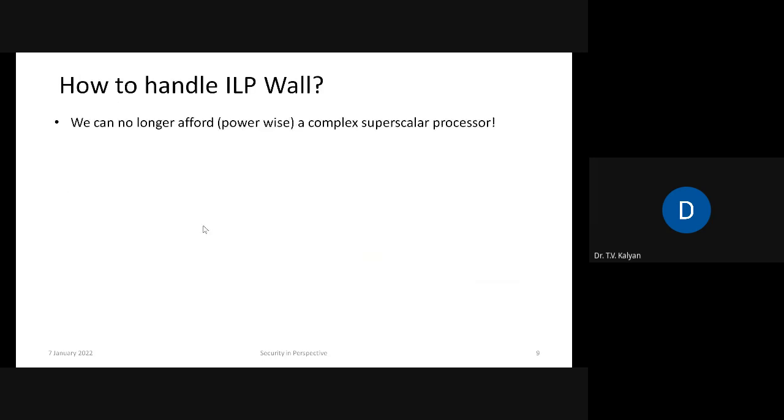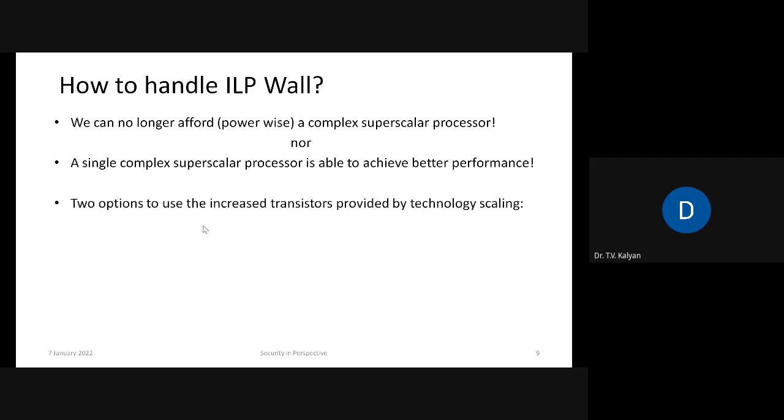So what happened is, two primary approaches were taken. One is increasing the number of cores on a single chip. So to address this ILP wall, right, we have moved from a single core processor to multi-core processor.